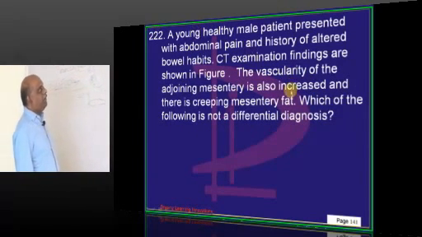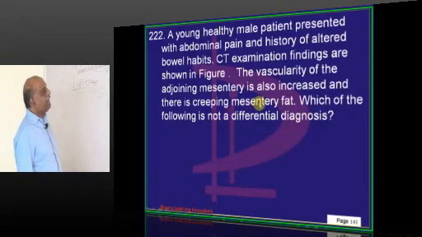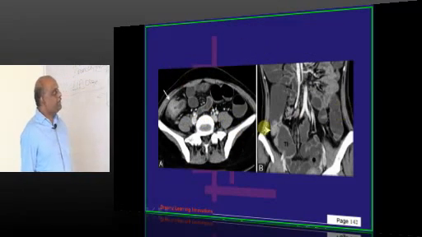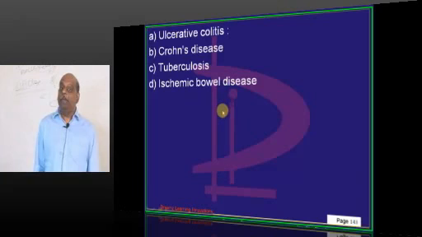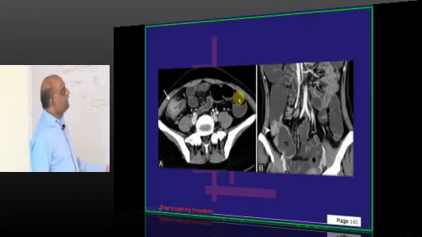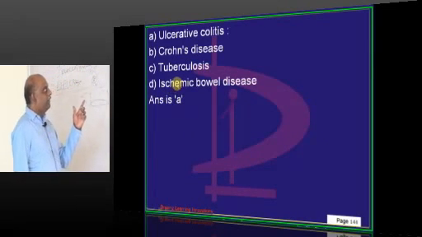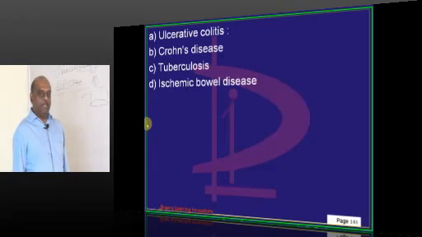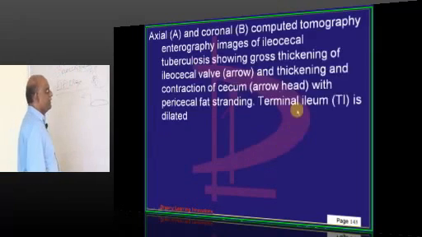A young healthy male with abdominal pain and history of altered bowel habits. CT has been shown, and the vascularity of the adjoining mesentery is also increased, and there is creeping mesenteric fat. So having been given so many clues about this patient, what could it be? It could be TB because of the thickening of the bowel. It could be Crohn's, but never ulcerative colitis. Ulcerative colitis cannot cause such a thickening, and creeping fat is not a feature of ulcerative colitis but of Crohn's.